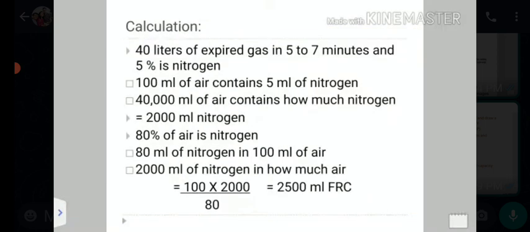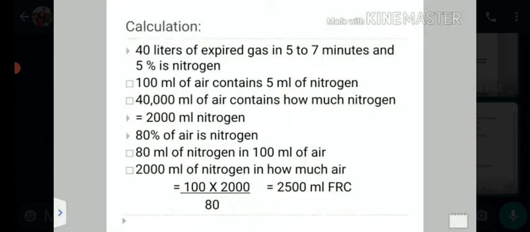Calculation: about 40 liters of gas is expired in 5 to 7 minutes and 5% is nitrogen. So you can say that 100 ml of air contains 5 ml of nitrogen. Therefore, 40,000 ml of air contains how much nitrogen? That is equal to 40,000 multiplied by 5 divided by 100, which is equal to 2,000 ml nitrogen.